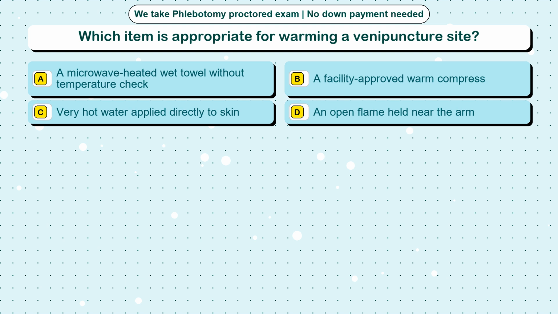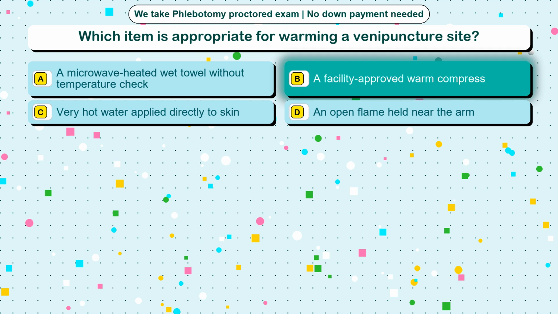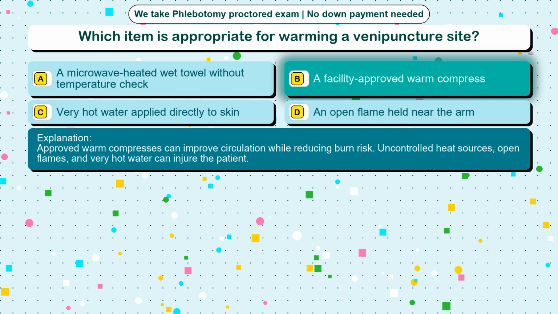Option B, a facility-approved warm compress. Option C, very hot water applied directly to skin. Option D, an open flame held near the arm. The correct answer is option B, a facility-approved warm compress. Approved warm compresses can improve circulation while reducing burn risk. Uncontrolled heat sources, open flames, and very hot water can injure the patient.